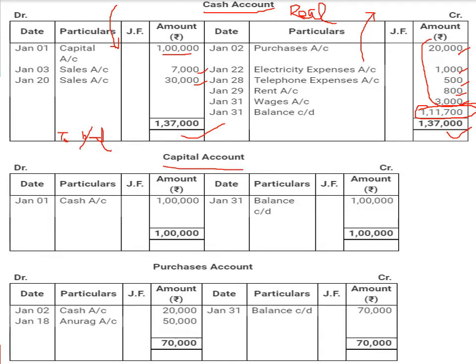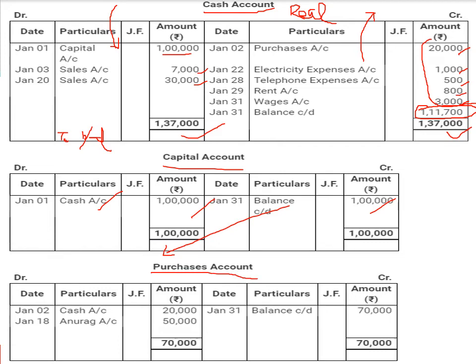Now the next comes the capital account. There is only one entry for capital account, that is to cash 1 lakh rupees, then balance c/d will be transferred here as to balance b/d. Again c/d will be transferred on the opposite side. Then after that there is the purchases account.